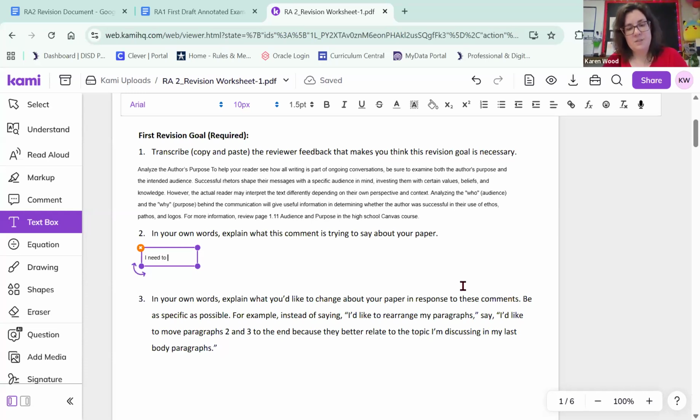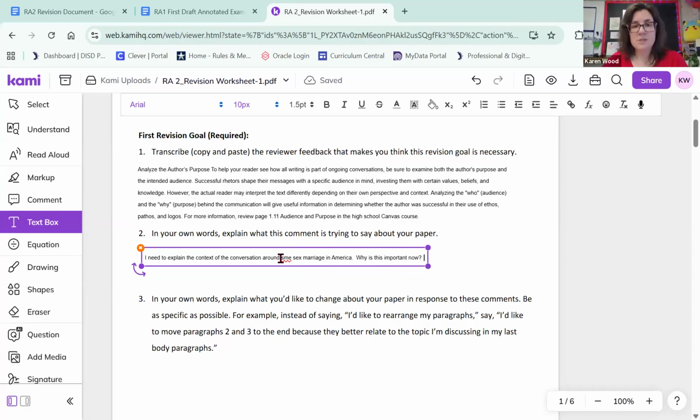So I need to of the conversation around same-sex marriage in America. So why is this important now? Because I'm sure there are some people who are saying, hey, same-sex marriage is legal. Like, why are we still talking about it?